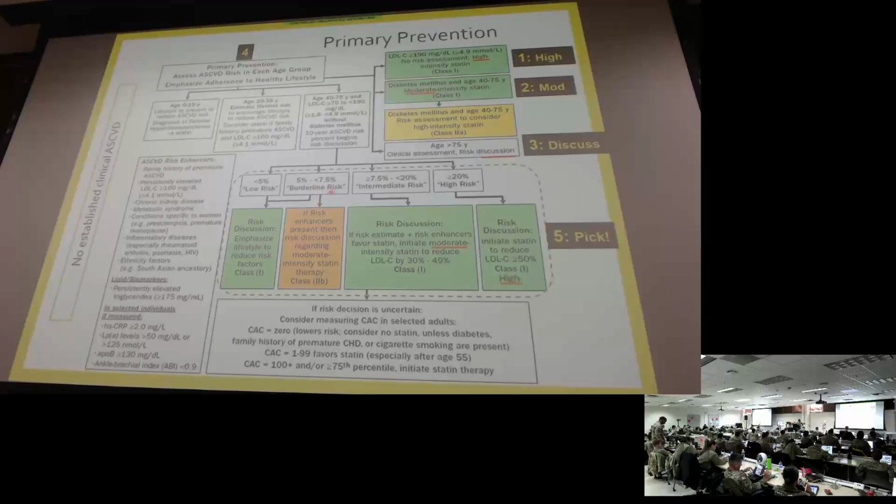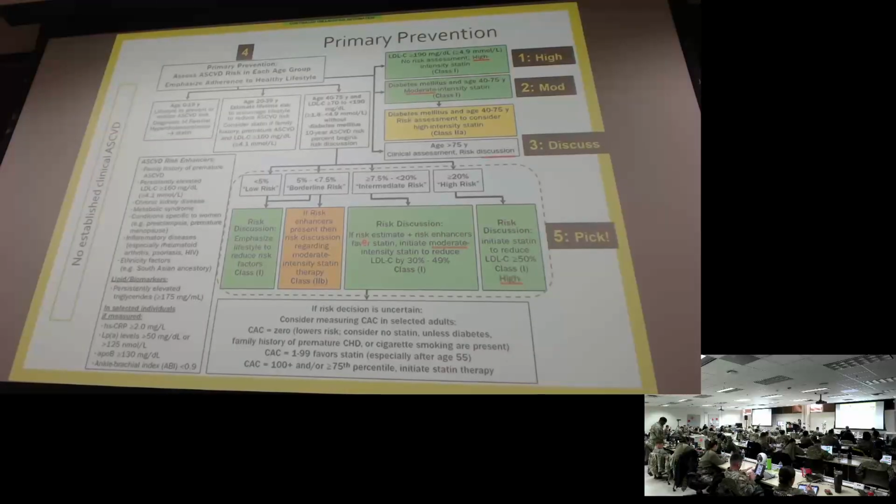5 to less than 7.5%, these are your borderline risk patients, right? So this says if risk enhancers are present, then you're going to talk about potentially giving them a moderate intensity statin, and so on. I'm not asking y'all about either of these two right here, okay? I'm not going to ask you about low or borderline. I'm going to hit somewhere over here, likely, because this is where most of your people are likely going to be.